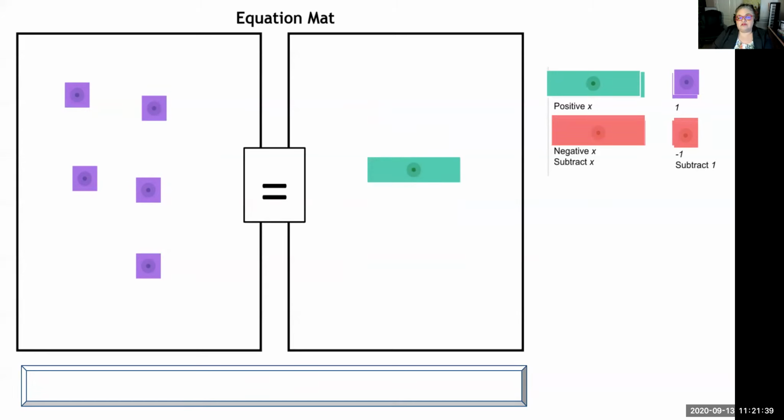Remember, the values have to be the same. The values, which we get from the box, the squares, okay?